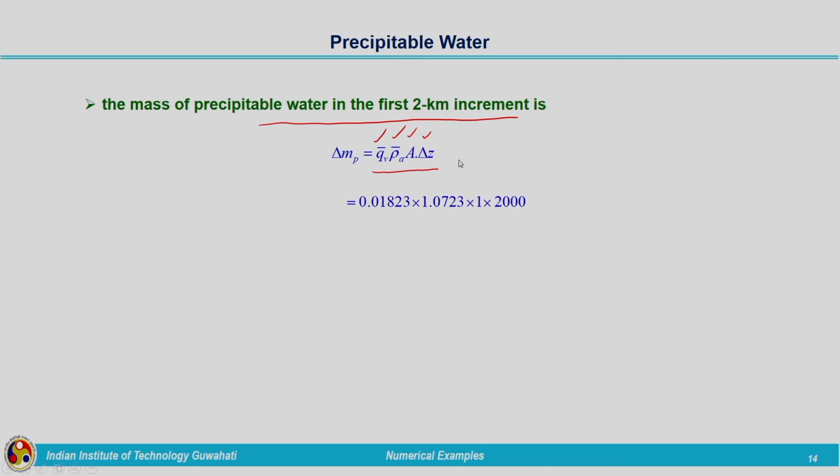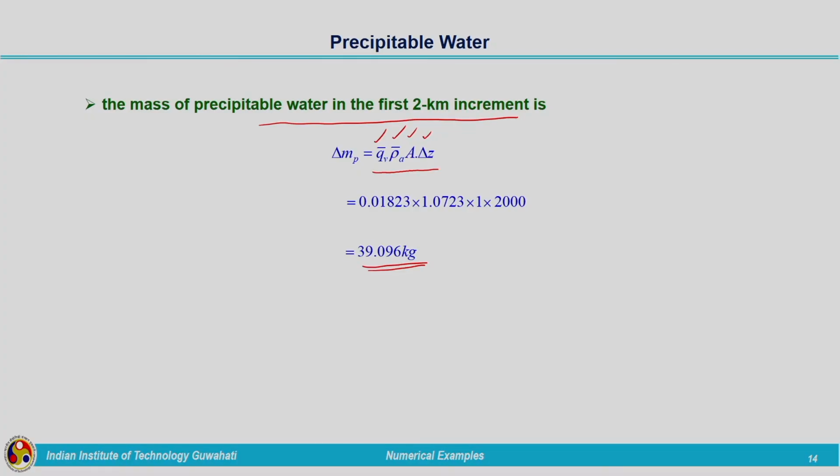We can substitute the corresponding values over here, and the value corresponding to total mass of precipitable water is 39.096 kilogram. Mass of precipitable water in the first 2 kilometer increment is 39.096 kilogram. The same step has to be repeated for all the increments, all the 2 kilometer reaches until we reach 12 kilometer, the entire 12 kilometer atmospheric column.